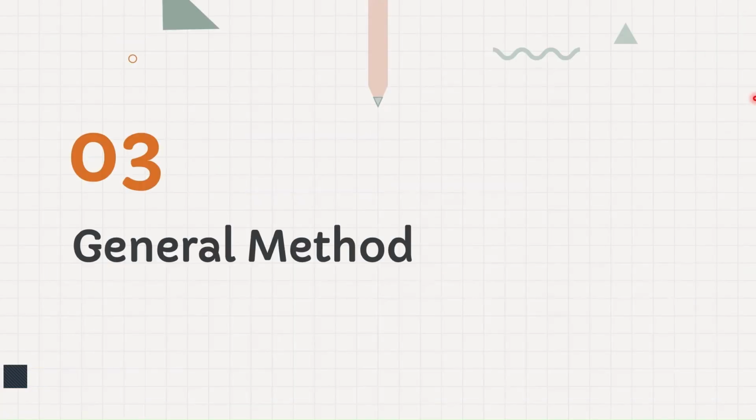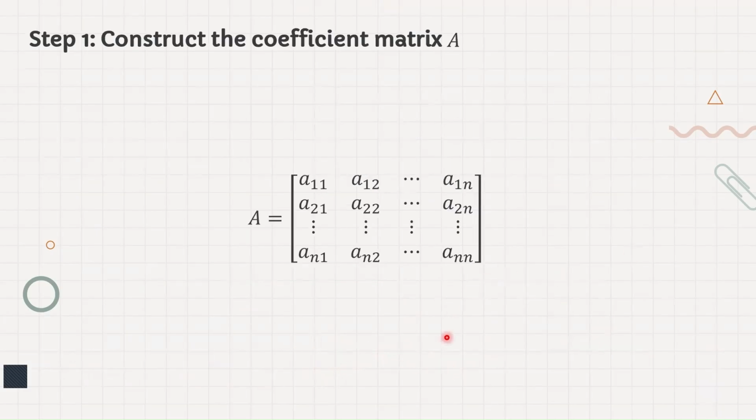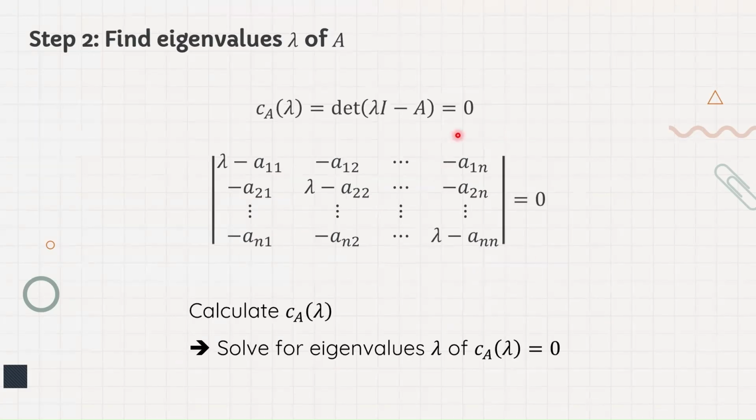So how are eigenvalues and eigenvectors used in our general method? We are given a system of differential equations with specific coefficients, and we are asked to find a general solution to the system, which is f1, f2, up to fn, with the boundary conditions f1 at a is equal to b1, f2 at a is b2, and so forth. First, we construct the coefficient matrix A. Then we can find the eigenvalues of A by setting the determinant of lambda I minus A equal to 0. So we can find the values of lambda as the roots.